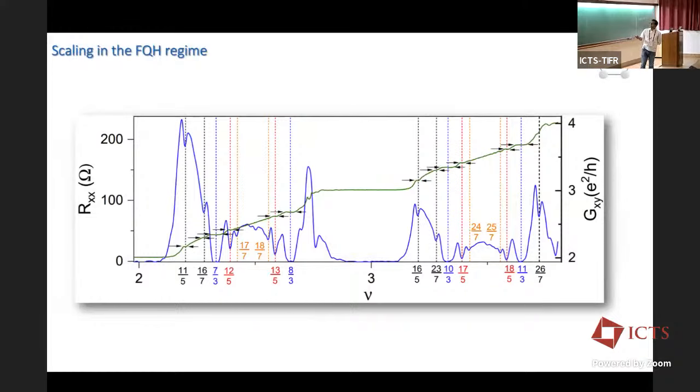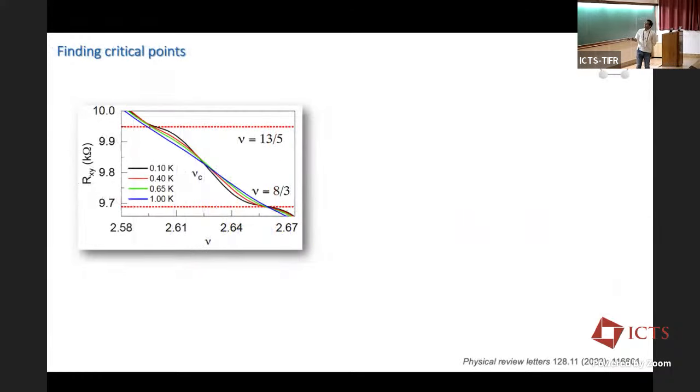This is the data that Simran got in her trilayer graphene device. We actually have a better device which we are measuring now. So these are all the fractions which you see. And so let's look at the transition from 8/3 to 13/5, which is like from 1/3 to 2/5. Okay? And this is the critical point.